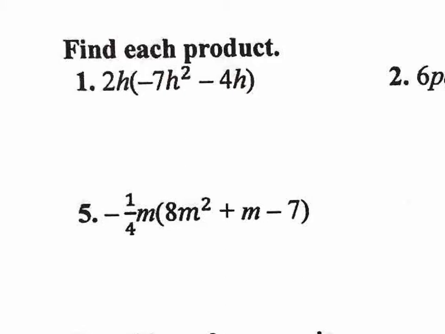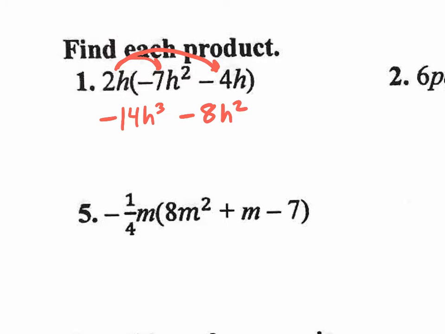So again, we're simply going to distribute negative 2h times negative 7h squared. That becomes negative 14h to the third. And then you distribute it over here, 2h times negative 4h. Well, 2 times negative 4 is negative 8. h times h is h squared. Easy, right? And that's it.